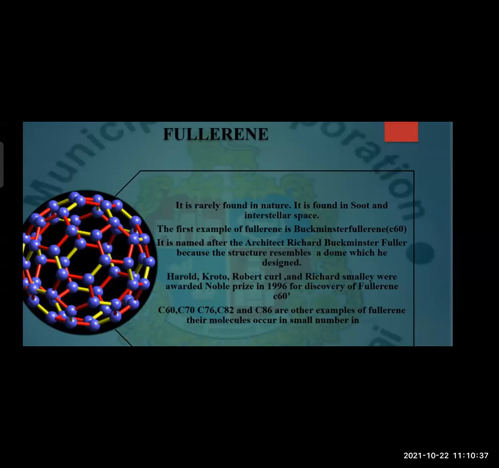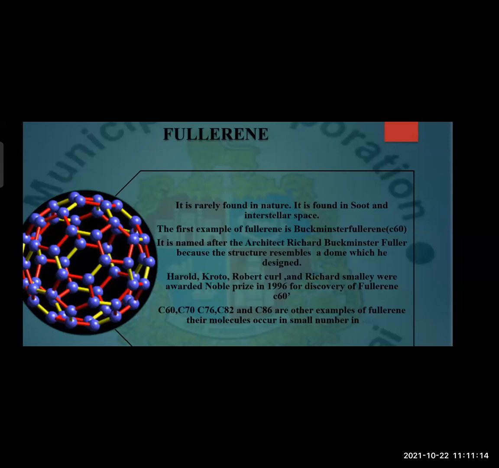So that's why the fullerene which was discovered was given the name of that architect, Buckminster Fullerene, and it was C60. Harold Kroto, Robert Curl, and Richard Smalley were awarded the Nobel Prize in the year 1996 for the discovery of fullerene C60.